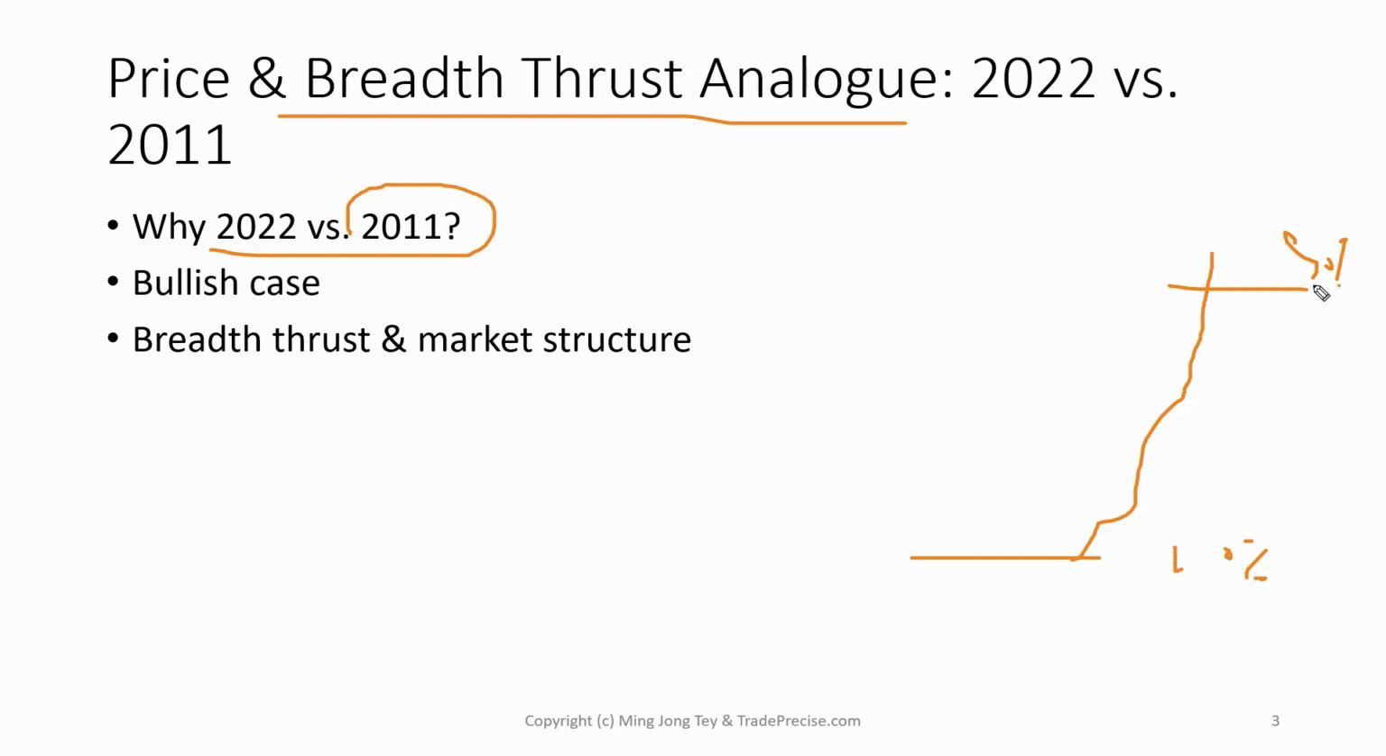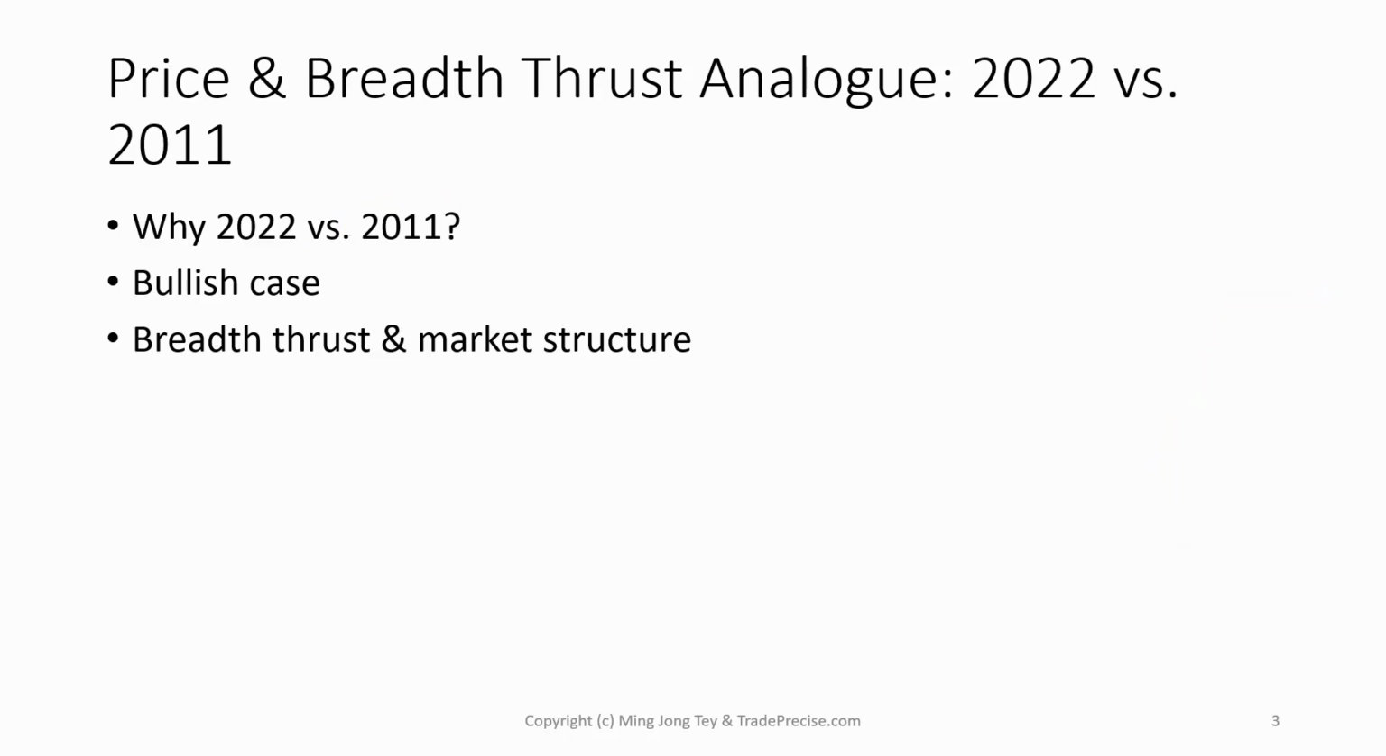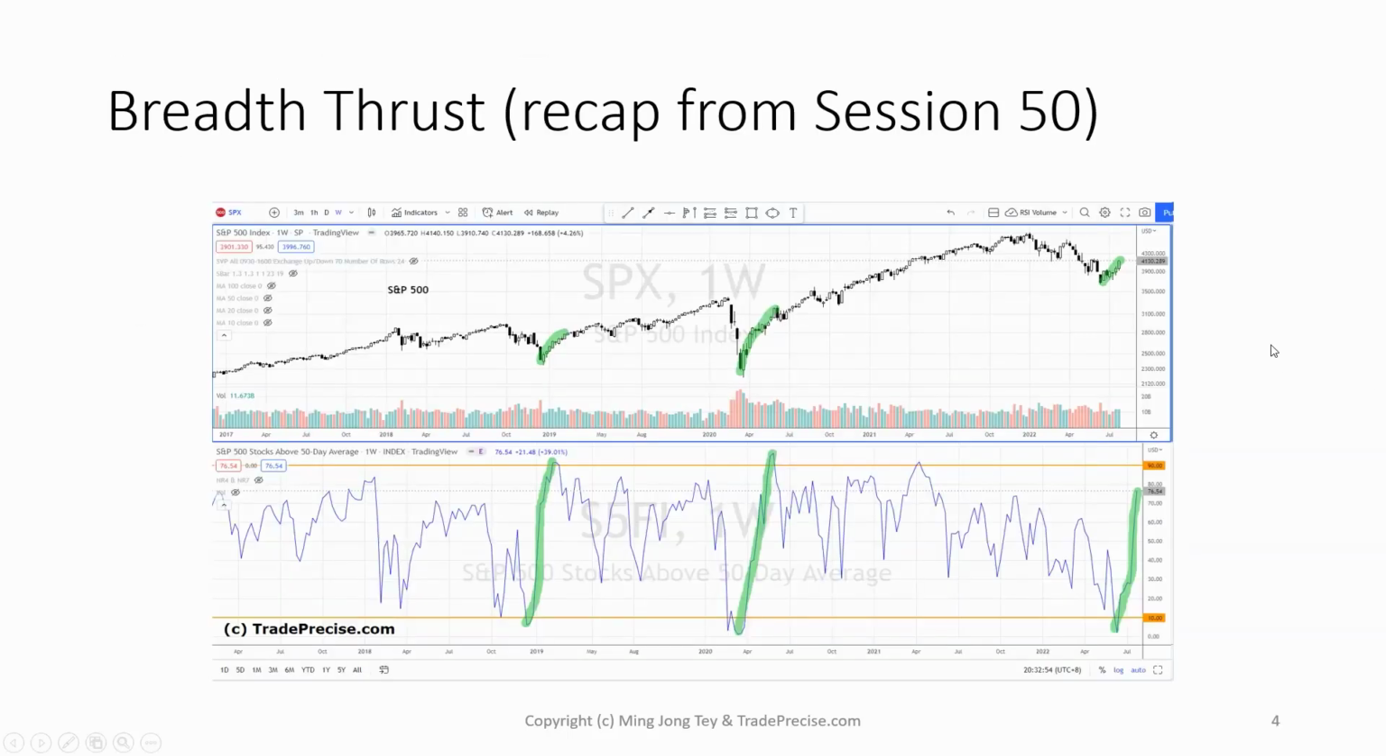However, I also found that recently the breadth thrust just dropped significantly. So will that actually cause a problem? That is the thing we'll need to discuss. Obviously 2011 is the bullish case, because we all know the stock market just kept going up after the consolidation or short-term accumulation. So breadth thrust and market structure are what we need to compare to find out what's different for this year. This is just a recap from session 50.